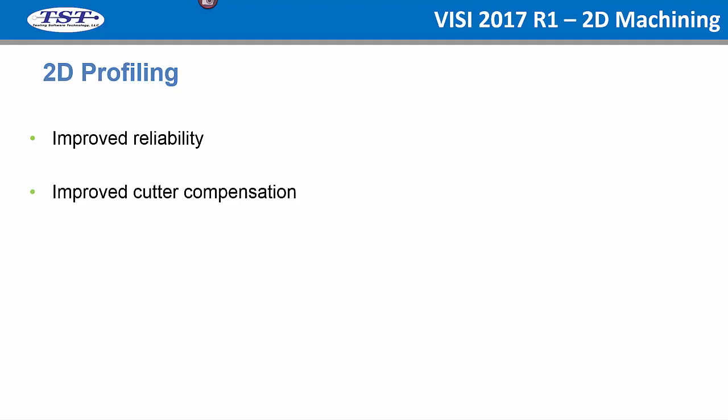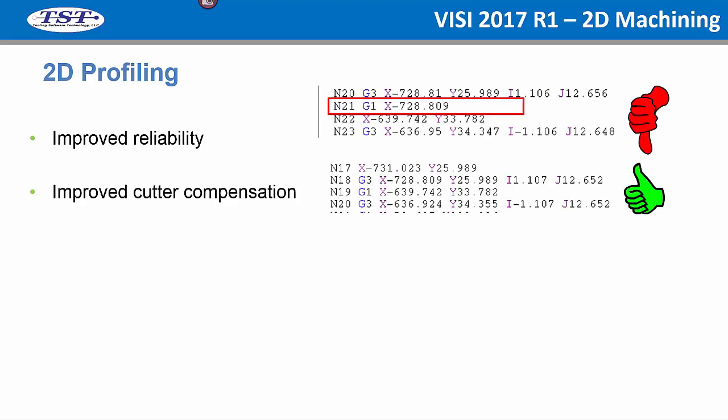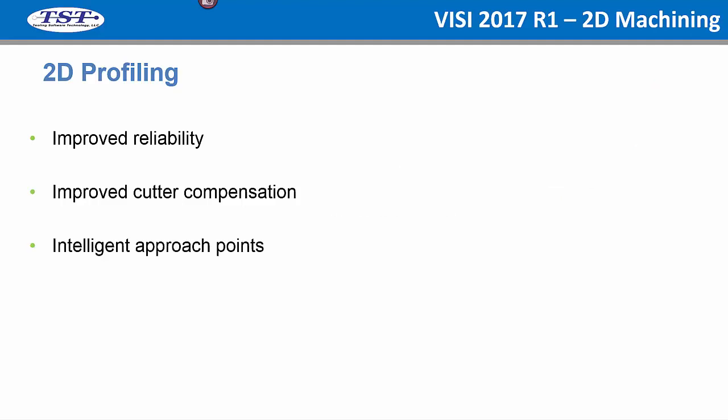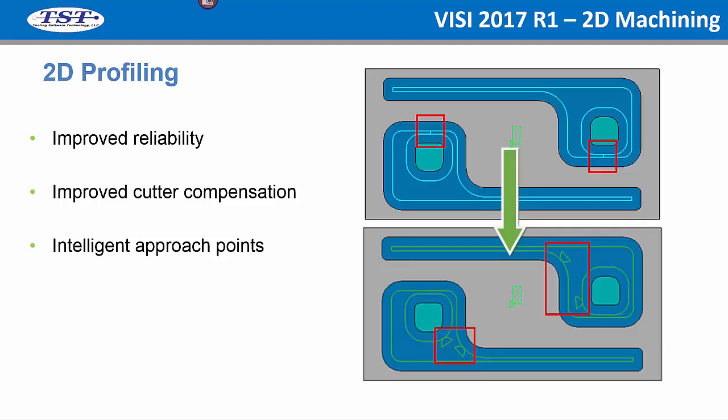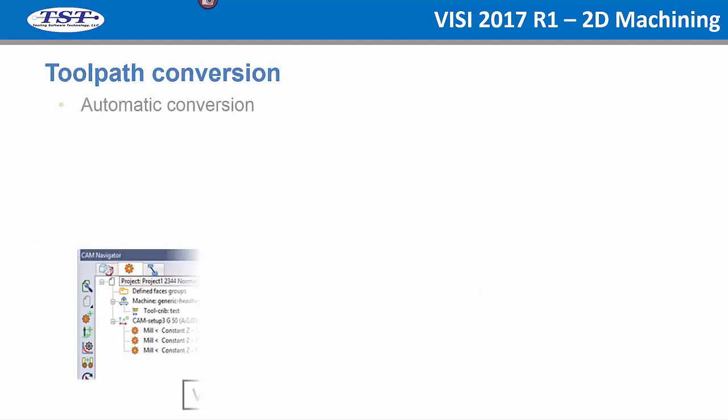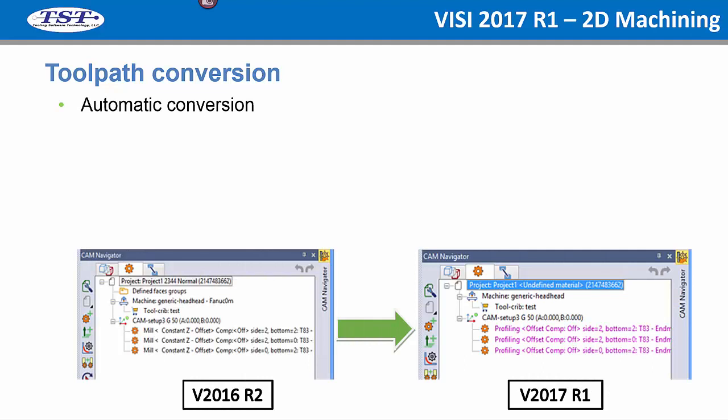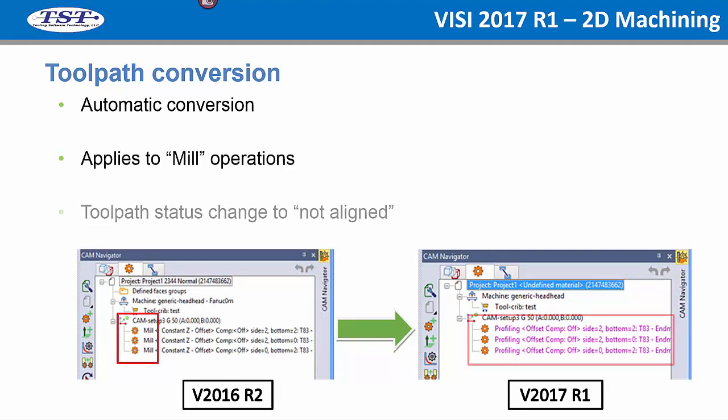So the profiling has improved reliability and cutter comp. We can see here that some of the cutter comp issues that were passed on to the post-processor with designating different points. Intelligent approach points as well. This is that toolpath conversion. From milling, you open it up and you'll see it purple. Applies to milling operations, and toolpath status changes to that not aligned.